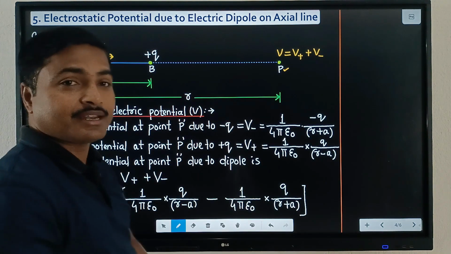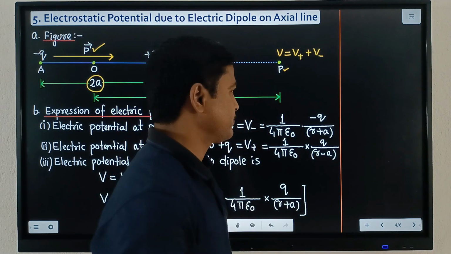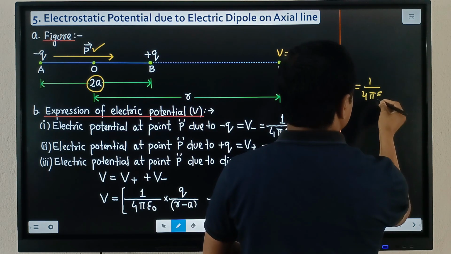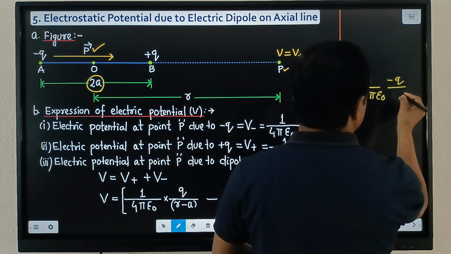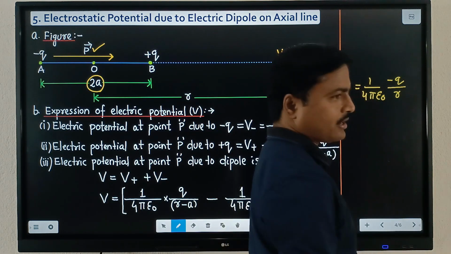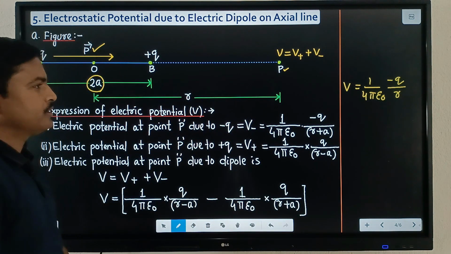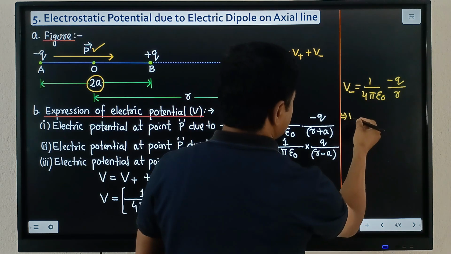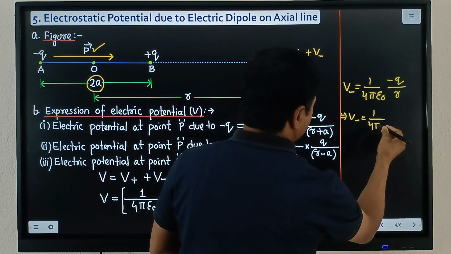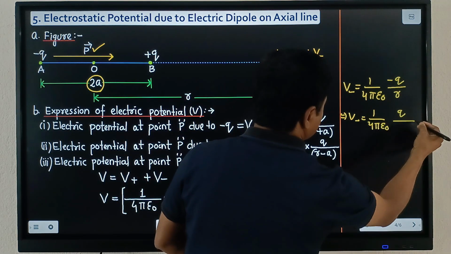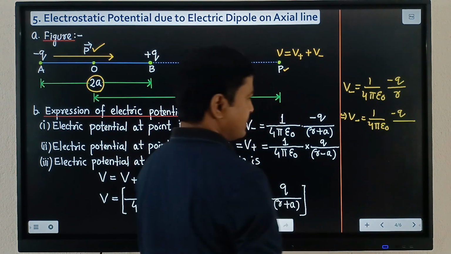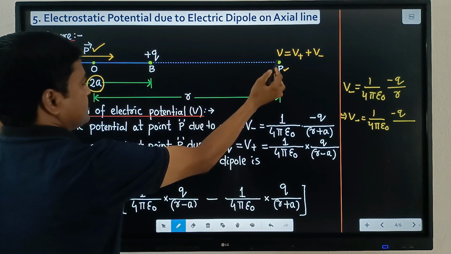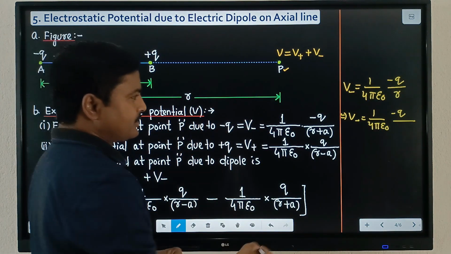Now, first at point P we will calculate the electric potential due to the negative charge. You know the mathematical expression of the electric potential: V is equal to 1 divided by 4 pi epsilon 0 times q divided by r. For the negative charge we write V minus is equal to 1 divided by 4 pi epsilon 0 times minus q divided by the distance. The distance between the charge and the observation point is r plus a, so we write V minus equals 1 divided by 4 pi epsilon 0 times minus q divided by r plus a.